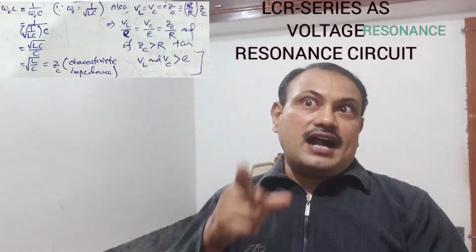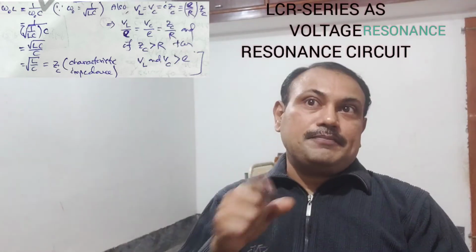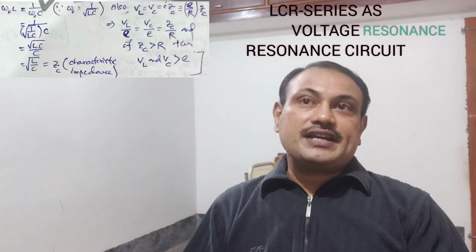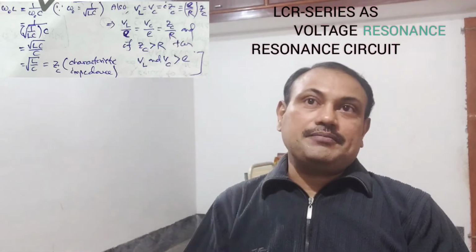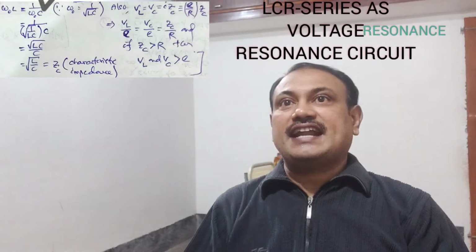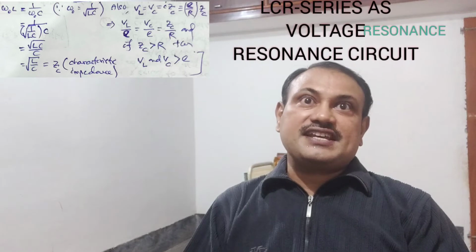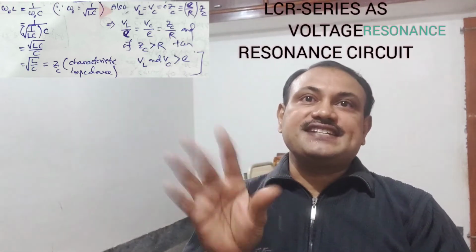We can prove it. At resonance, what happens? Omega 0 L must be equal to 1 upon omega 0 C. We can replace omega 0 with 1 upon square root of LC to write that omega 0 L must be equal to square root of L by C, and that can be written as ZC, which is the characteristic impedance. The potential drops across the inductor and the capacitor are the same, so we can write VL equal to VC, which is equal to I times ZC.